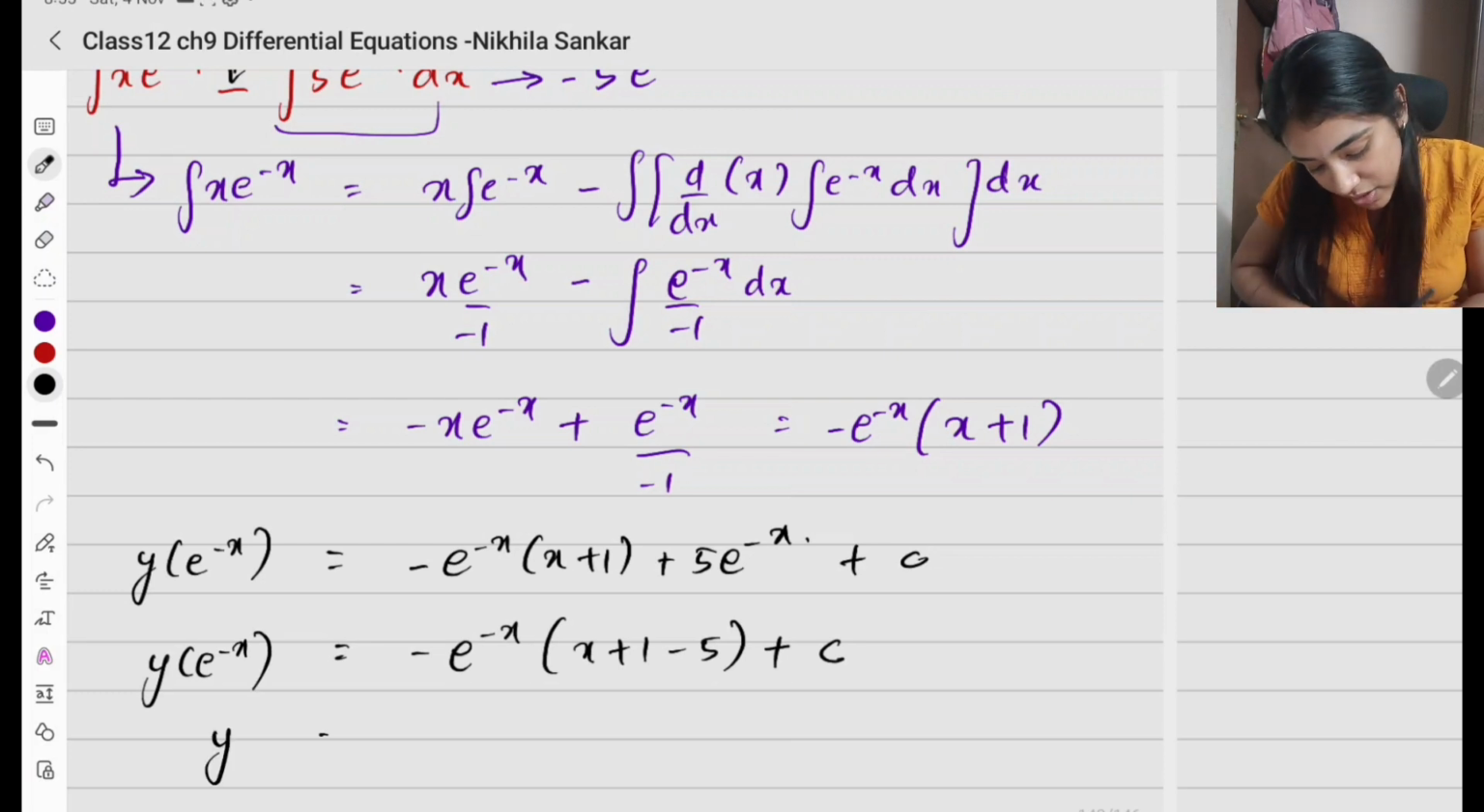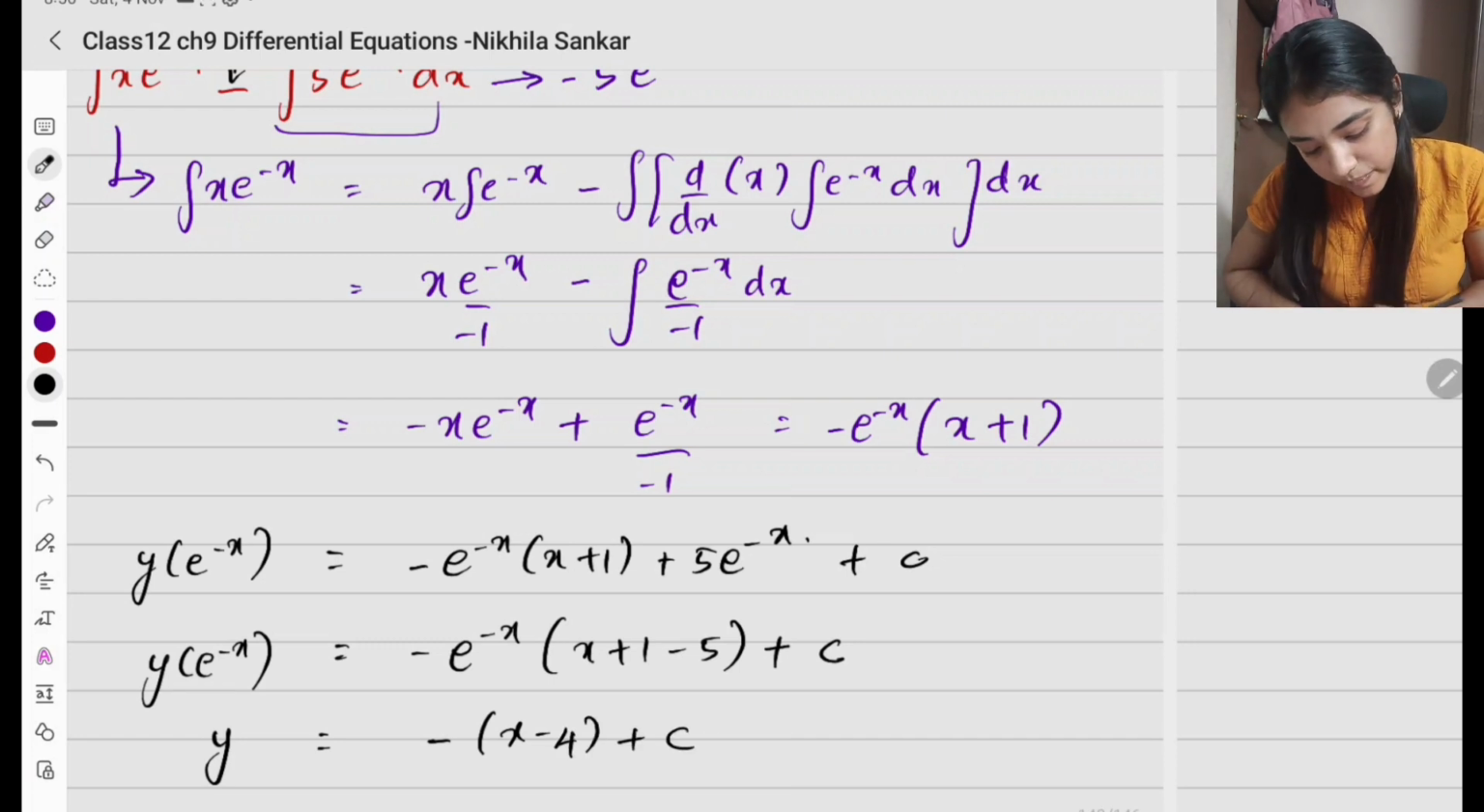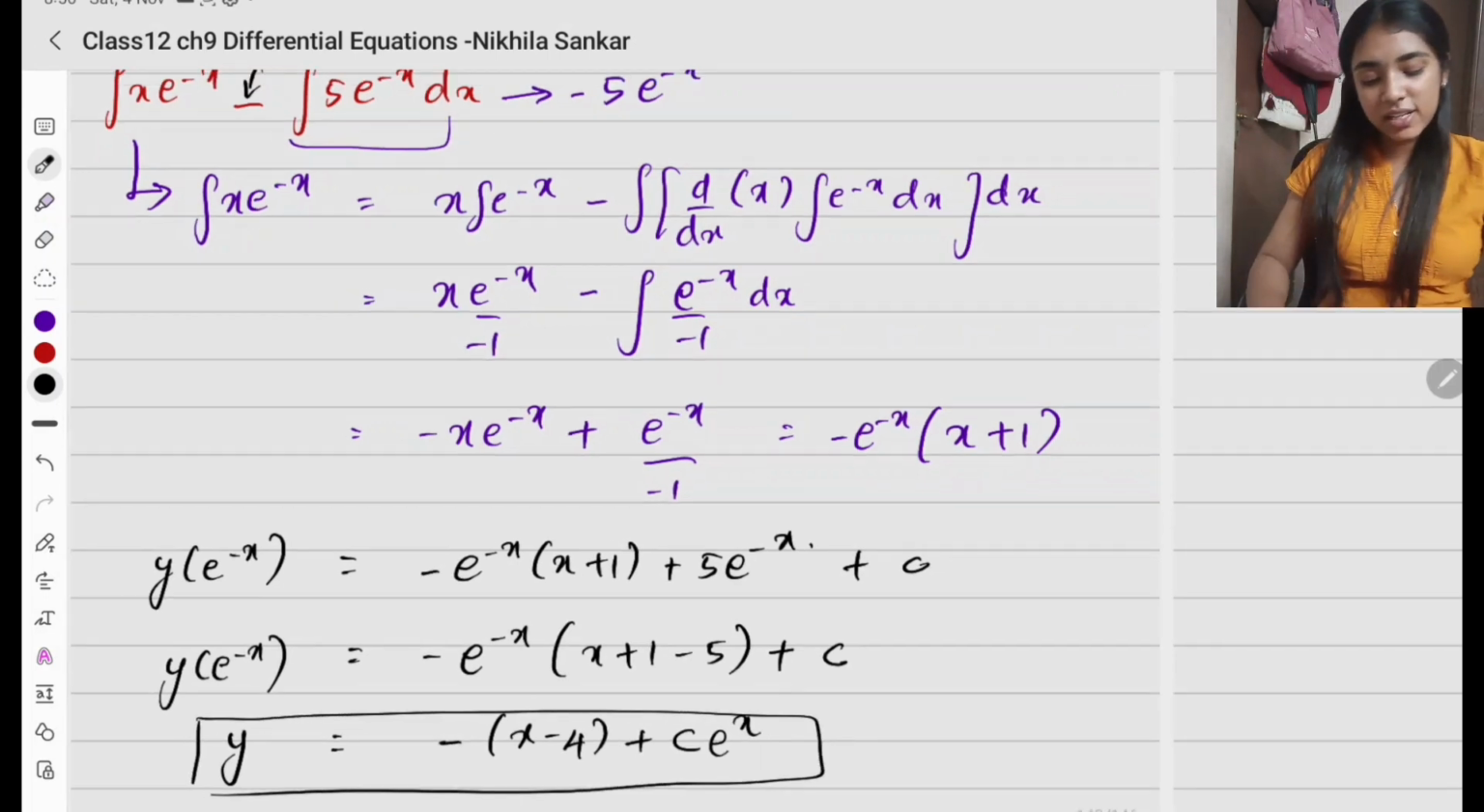Okay? So this is y e to the minus x. Now dividing the whole equation by e to the minus x, I have y equals minus of x minus 4 plus c. Bracket la x minus 4 இருக்கு. E to the x. Don't forget the e to the x here. So this is my general solution.